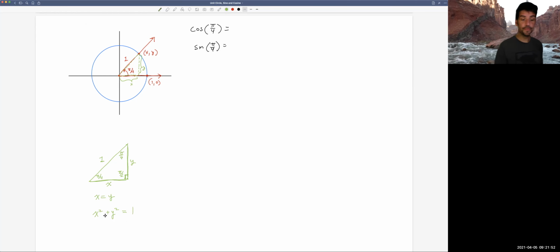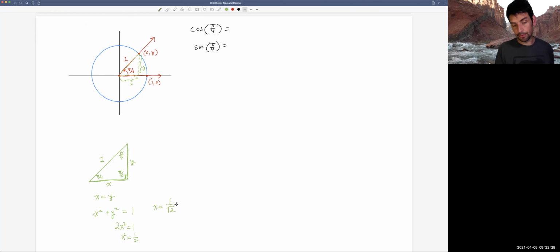1 squared is still 1. But since x is equal to y, this is just x squared plus x squared, or 2x squared is equal to 1. X squared is equal to 1/2. So that x is going to be 1 over the square root of 2. Well, it's technically plus or minus, but I can see in my picture that we're in the positive. We have a positive x direction, so this is going to be positive.